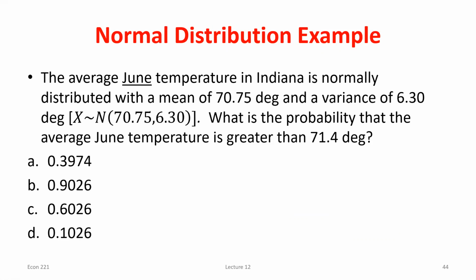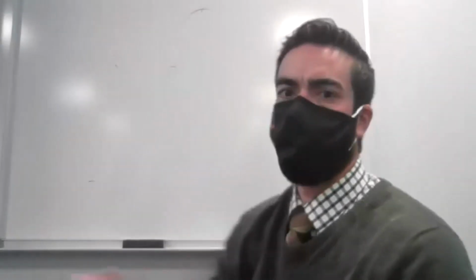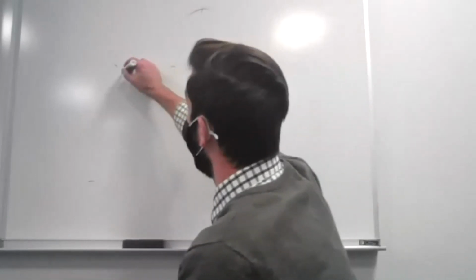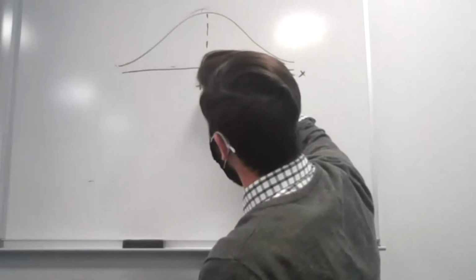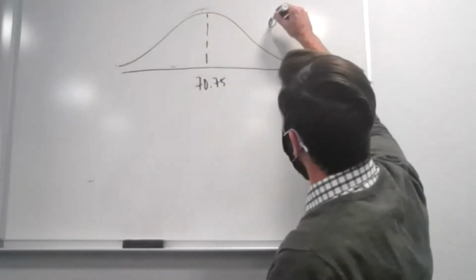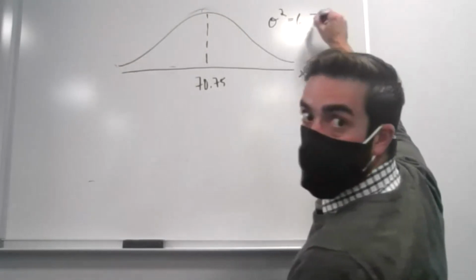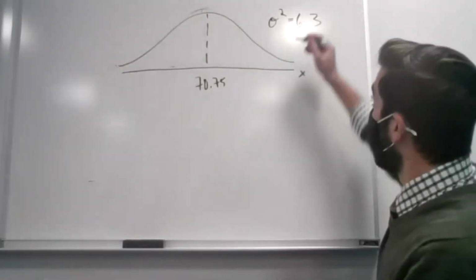Well, I'm gonna start drawing this out and I'll switch over to the screen here in just a second. See if I can remember these values. I probably won't be able to, so you guys might have to help me out. So we had what? 70.75. Variance was 6.3. Yep.